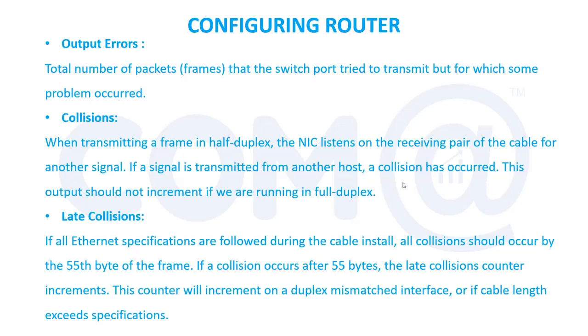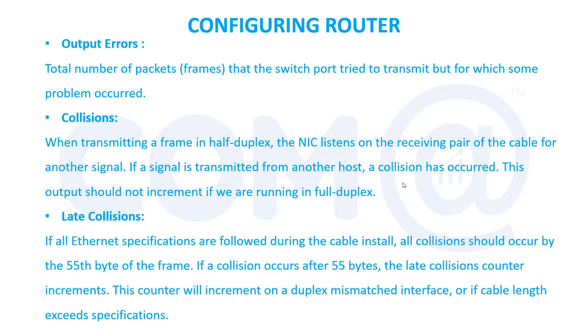One is the output errors, the total number of packets that the switch port tried to transmit, but for which some problem occurred. So output is not available immediately to the devices or network. Collisions between two packets, if any collision happens, we call it a collision.